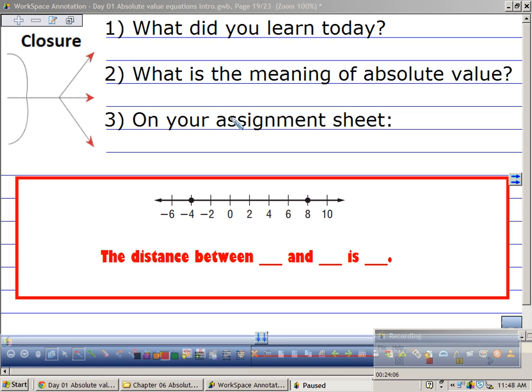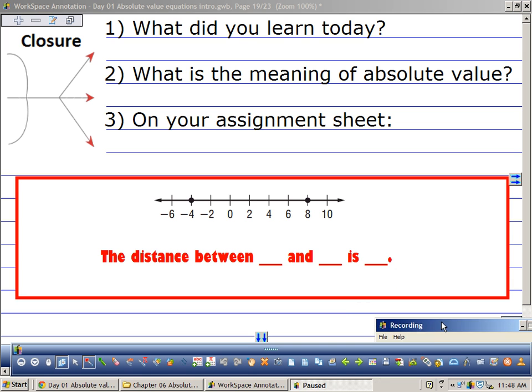What is the meaning of absolute value? Who can tell me? Let's hear it. Marcia. The difference between 0 and a number, right? The distance between them. Okay, on your assignment sheet, the distance between blank and blank is blank. I'll let you guys do that one. Good job today. I'm going to pass back the test.